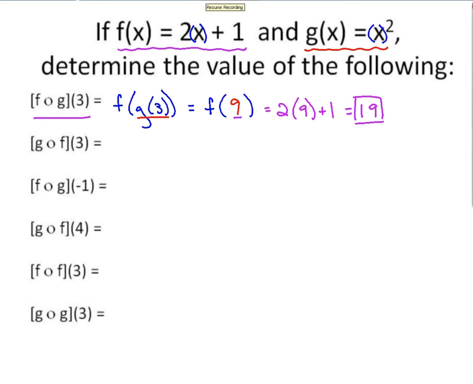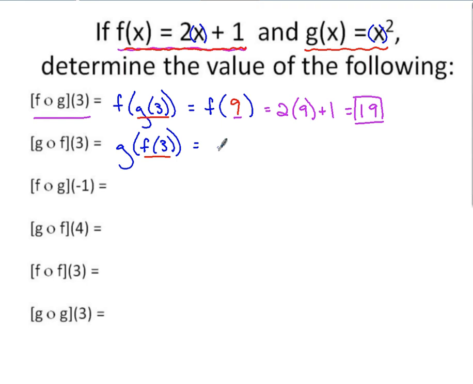All right, number 2. You're trying to find g of f of 3. Careful. You're going to find g of f of 3. You're going to start inside the parentheses, work from the inside out, find f of 3. To find f of 3, you are taking 3, you are plugging into the function f. So function f up here, I'm plugging 3 in. It'd be 2 times 3, 6 plus 1, 7.